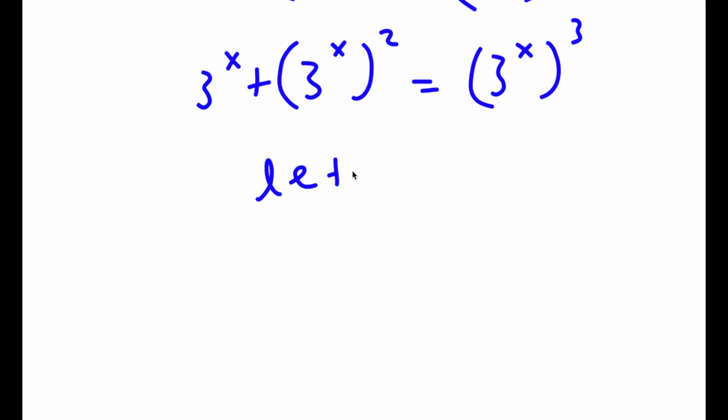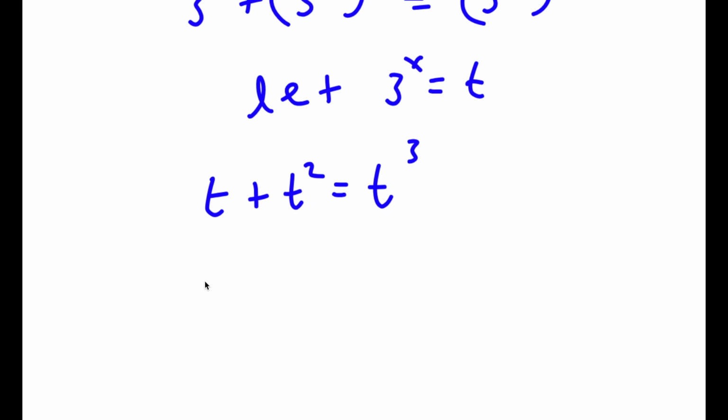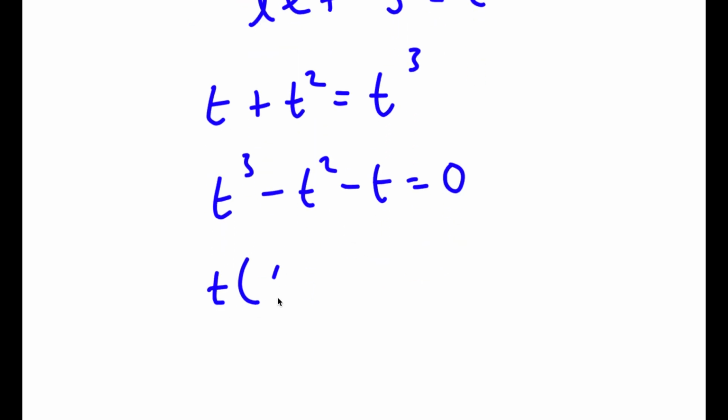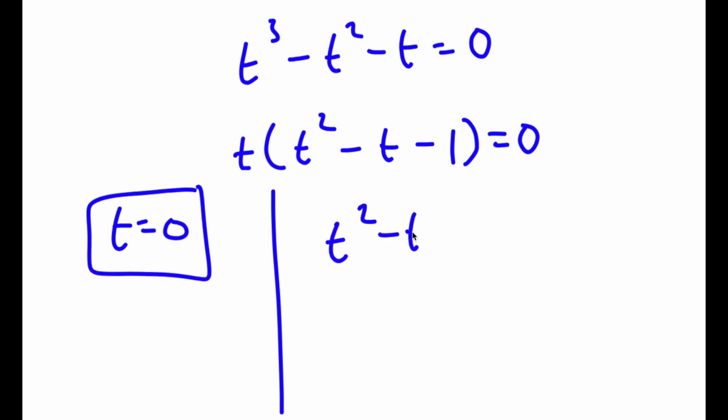Now if I let 3 to the power of x equal to the variable t, I'll have t plus t squared is equal to t to the power of 3. So now if I rewrite this, I can have t to the power of 3 minus t squared minus t is equal to 0. So now if I factor out t from this, I get t times t squared minus t minus 1 is equal to 0. So now this gives me two equations. I have t equals 0, which is already a solution, and I have t squared minus t minus 1 is equal to 0.